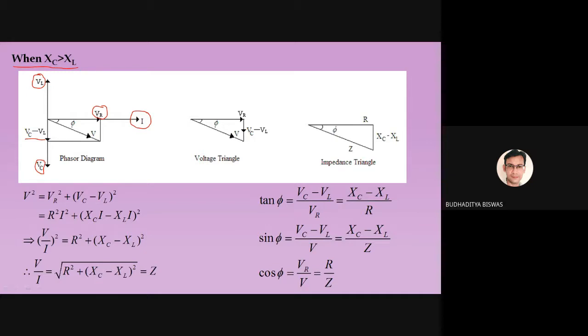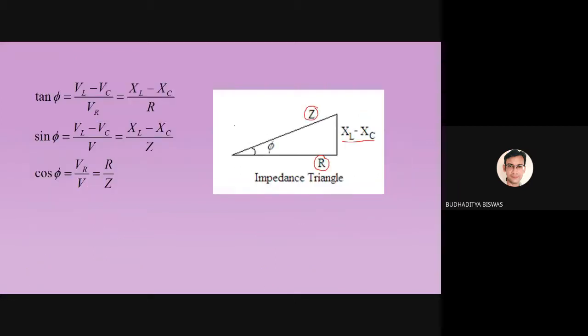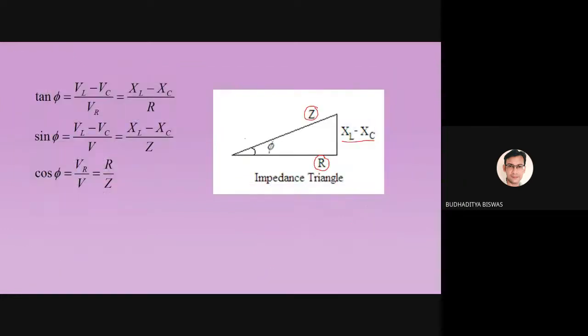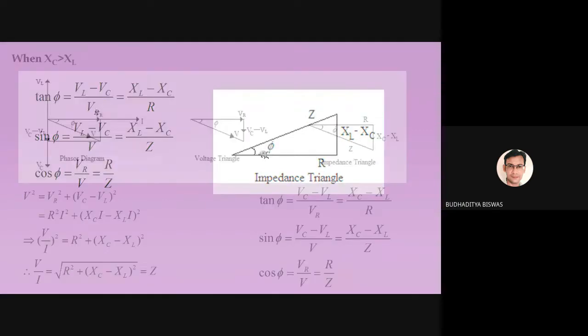So here again we need to draw this one. This is our phasor diagram. This is the voltage triangle, and this is the impedance triangle. Now the phase angle is lagging. This is not identical, but only the mirror. You can see the reflective image compared to this one. But in that case, the phase angle is lagging, and in that case, when VL is greater than VC, the phase angle is leading.